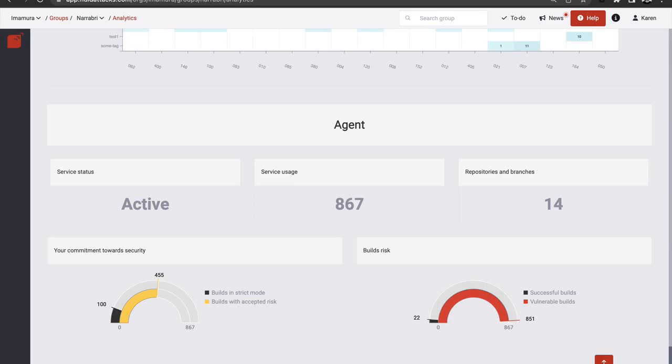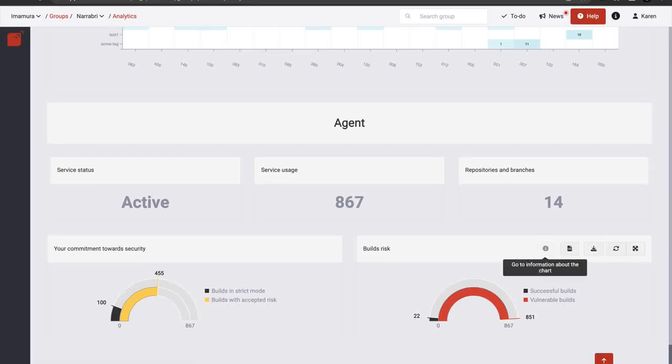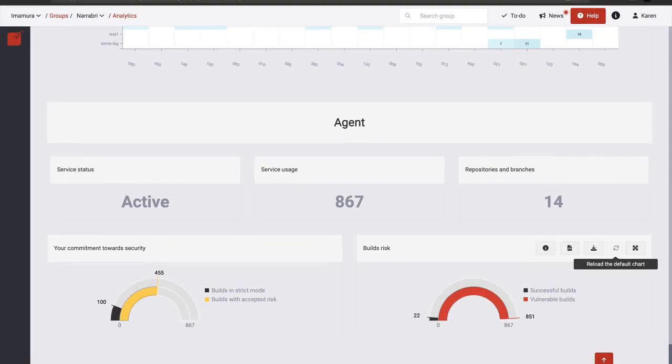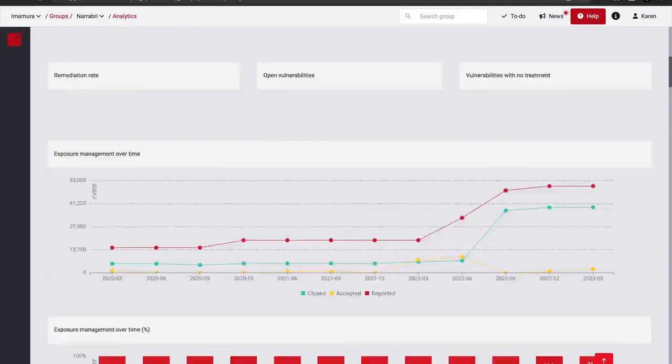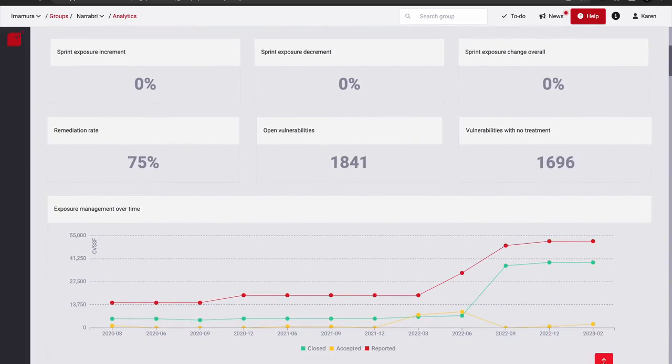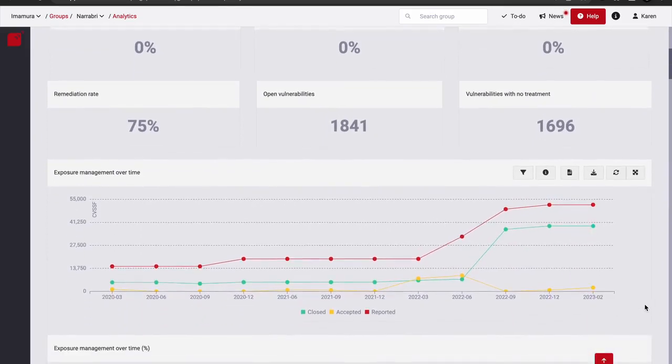You can learn more about our DevSecOps agent in our video, installing the DevSecOps agent on Docker and viewing its execution logs. Bear in mind that almost every chart in the analytics sections presents you with the options to open our documentation, download, reload, and expand. Further, some charts have a filter option that allows you to see them from a different angle. For example, suppose you want to see, instead of the risk exposure, how many vulnerabilities have been reported, accepted, and remediated over time. You can use the filter option to look at that information.